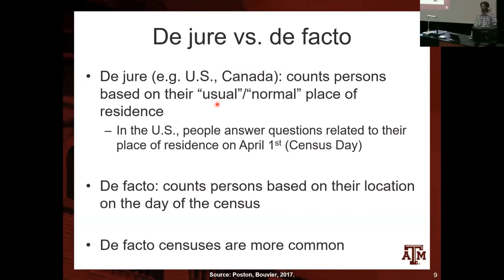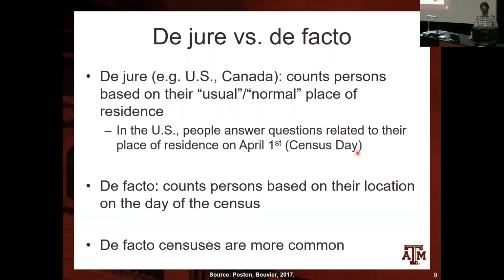Because based on the size of the population of the cities, like I said, the federal government and even the state government provides some resources and benefits to the city. So in the US, people answer questions related to their place of residence on April 1st, called Census Day. As I showed here in the questionnaire, it's always related to April 1st.